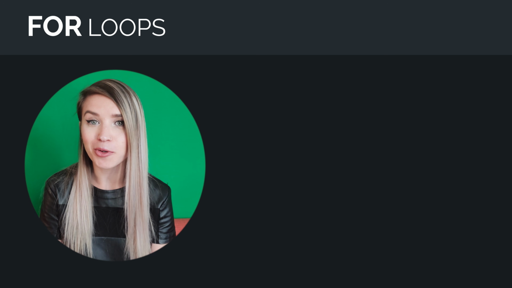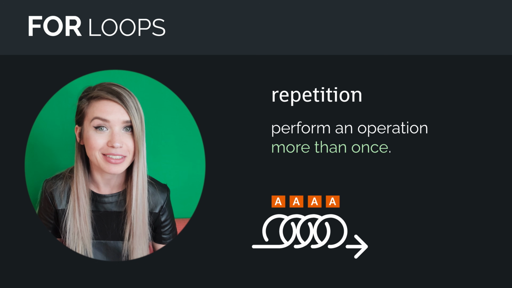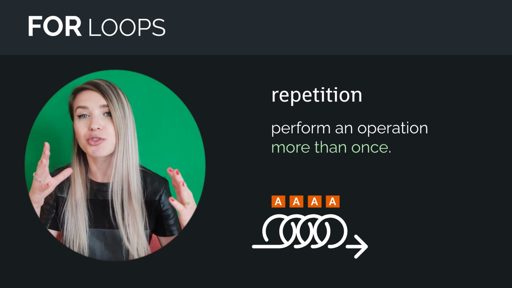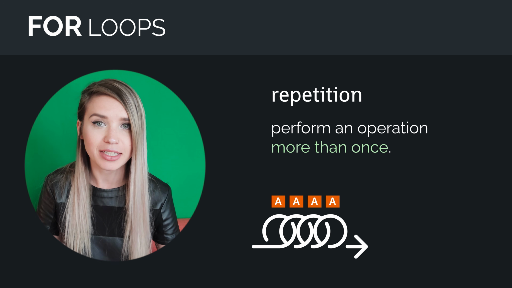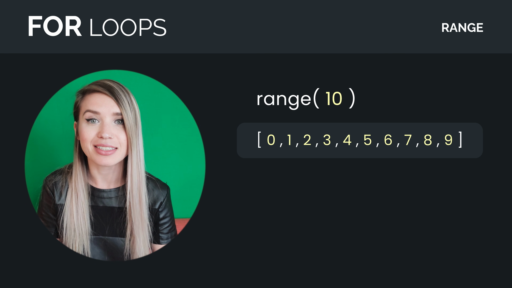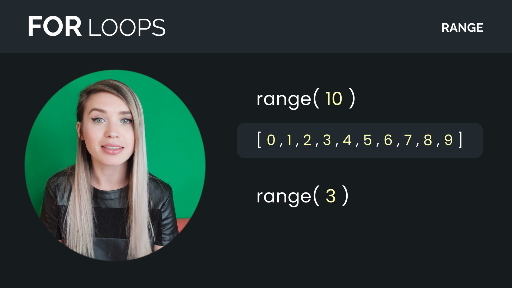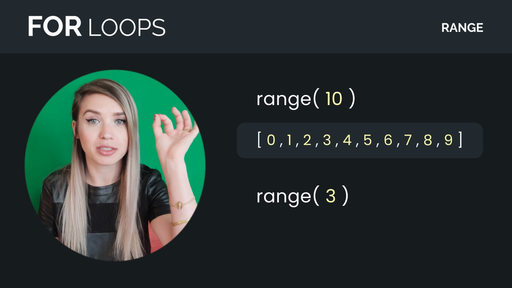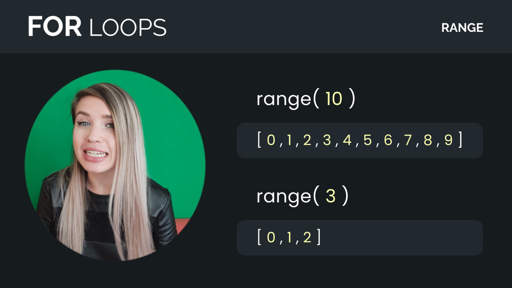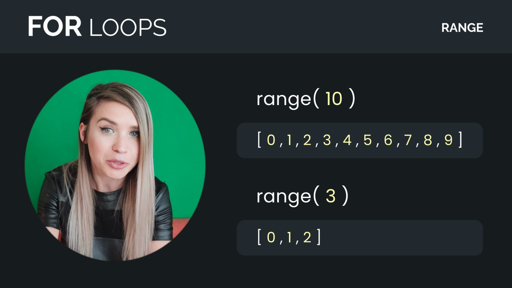Another purpose of for loops is repetition, performing the same action more than once. We often combine it with a range function, which we use to quickly create lists of integers. For example, range 10 will create a list that starts with 0 and ends with 9, while range 3 will create a list that also starts with 0 but ends in 2. I won't go into too many details here as I'm planning to cover range much more extensively in future lessons.